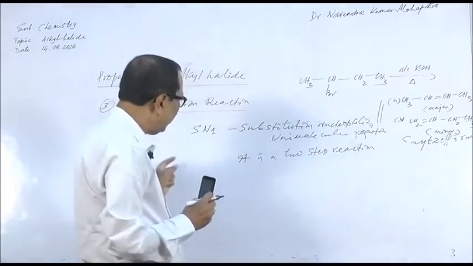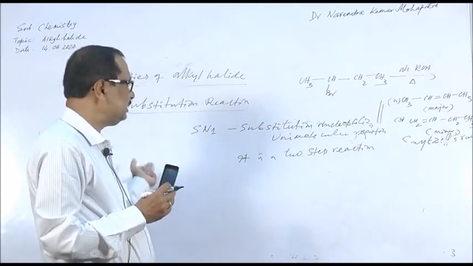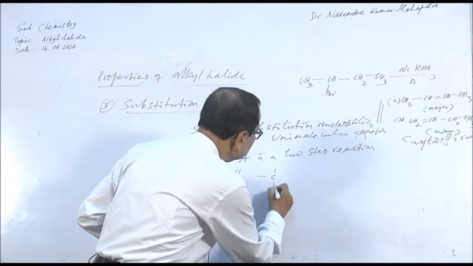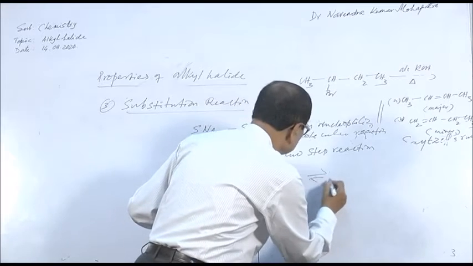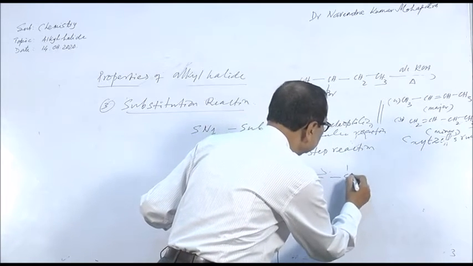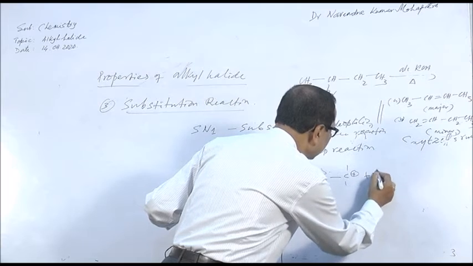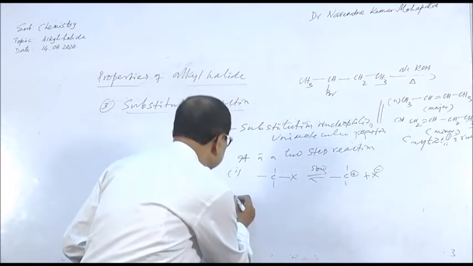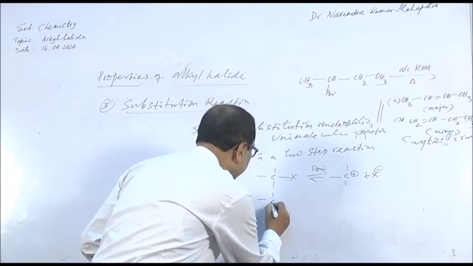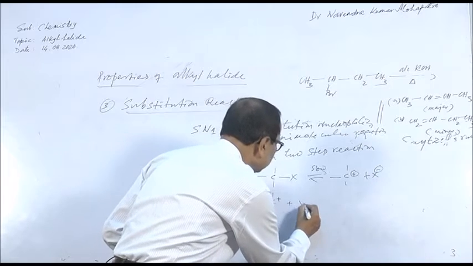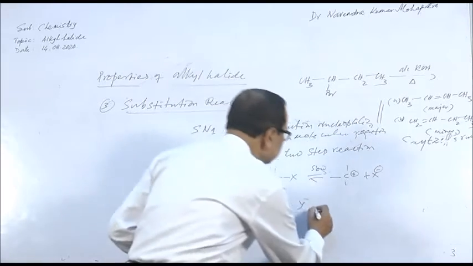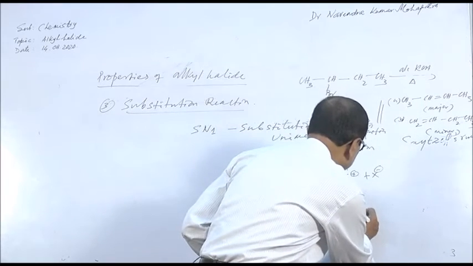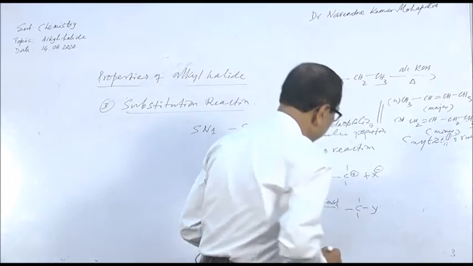The first step is ionization of the substrate, and the second step is the attack of the nucleophile. That is, you can say CX ionizes to give you C plus and X minus. This is a very slow step, and the second one is the attack of the nucleophile, say Y minus. This is a very fast step because the two ions are there, and the product formed will be CY.